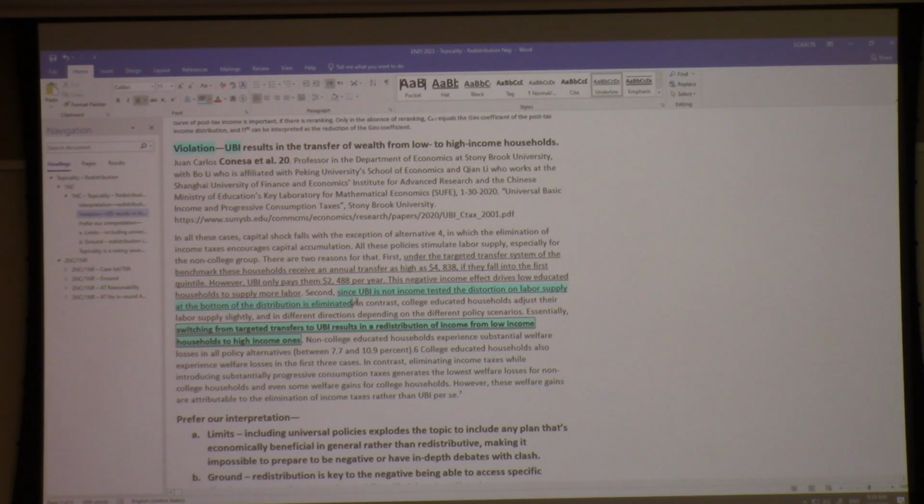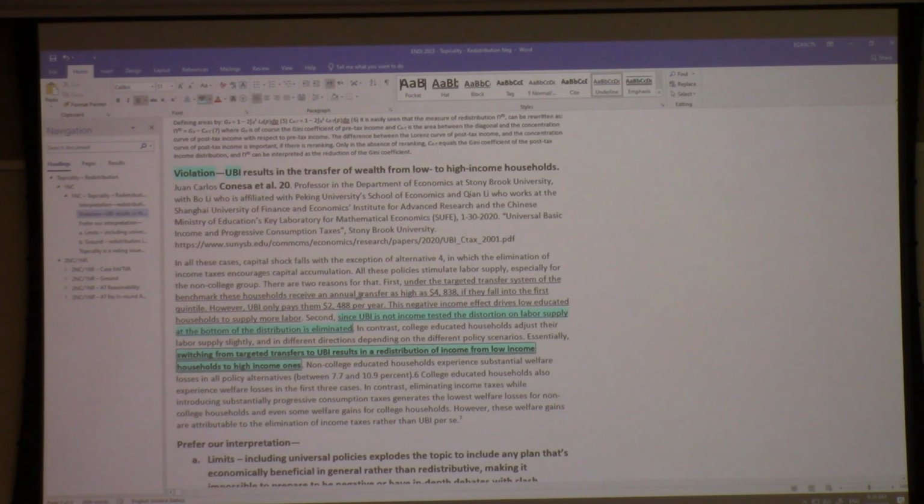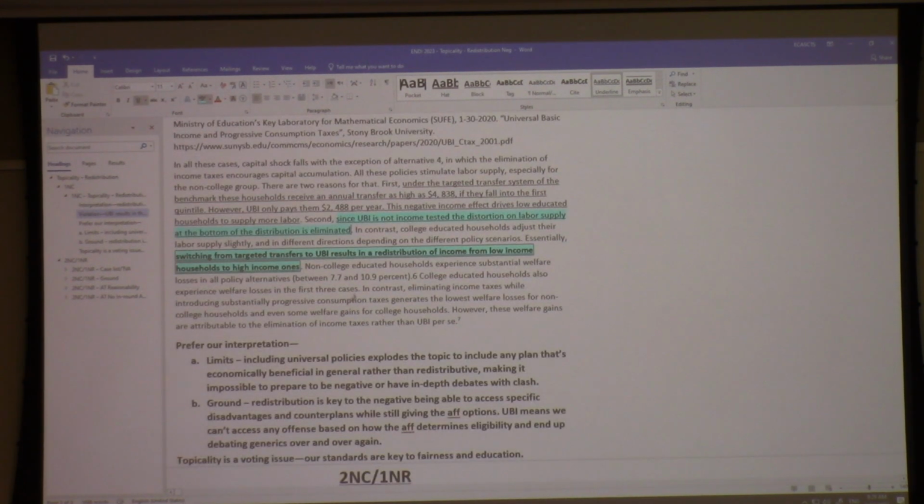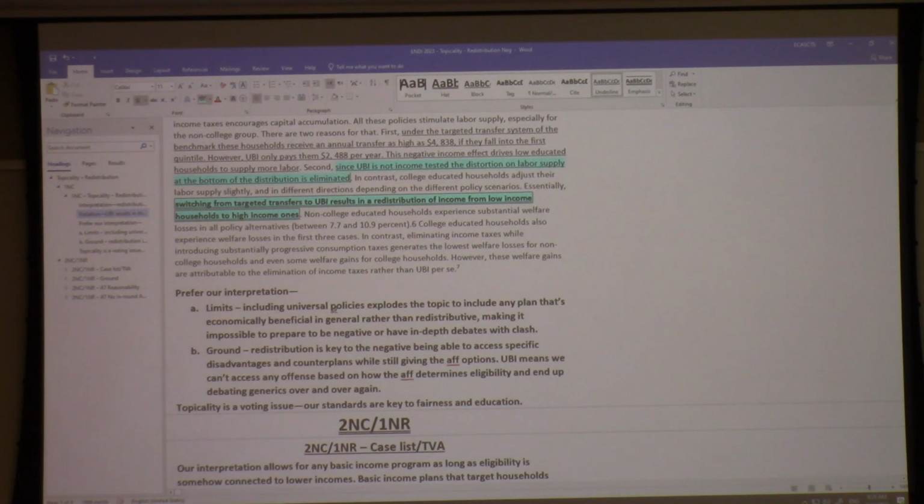I think the reason this could be compelling is because many affirmative teams will not come out and say that they use a progressive tax system in order to implement the plan. For instance, the affirmative in the packet says that they use a proportional tax system, not a progressive tax system. So there are certain ways that affirmatives might actually be forced to result in a transfer of wealth from low to high income households based on the tax system that they use in order to avoid negative ground. But we'll get into that in a second.